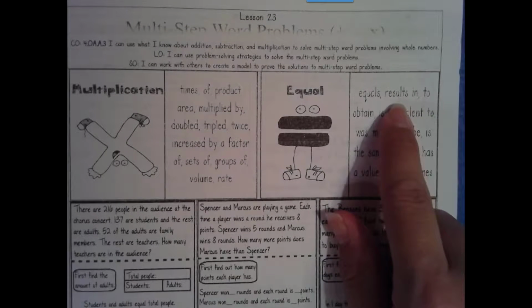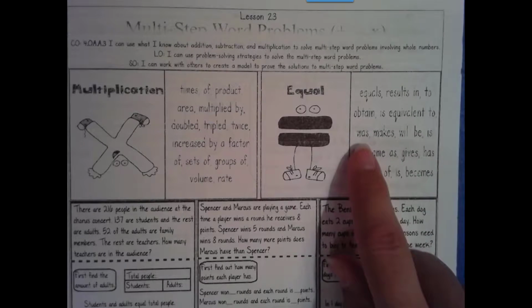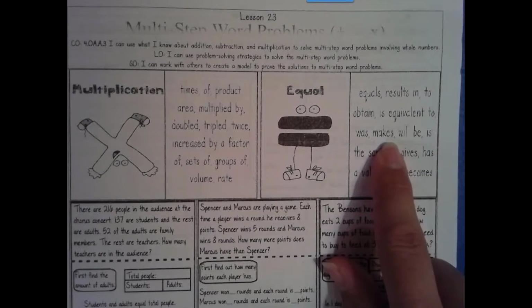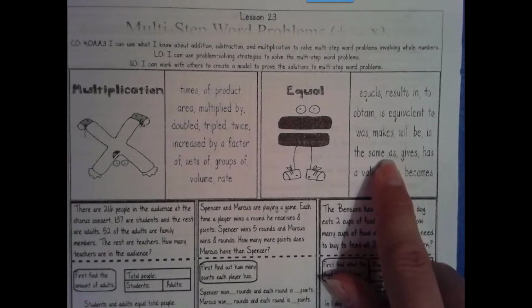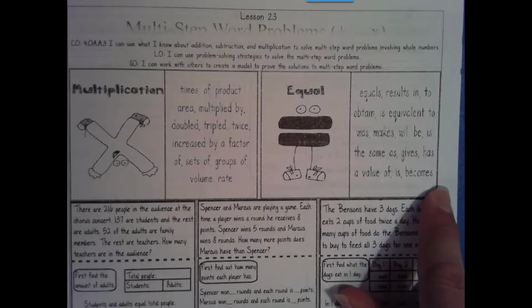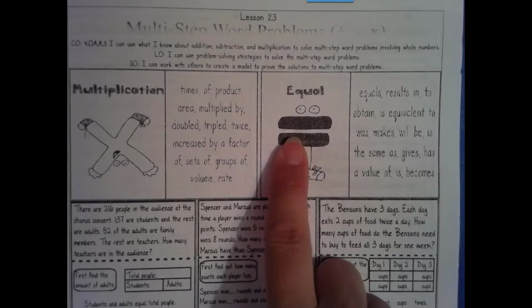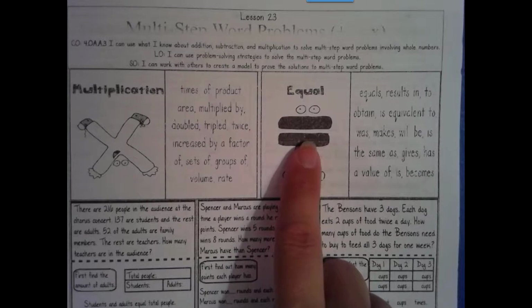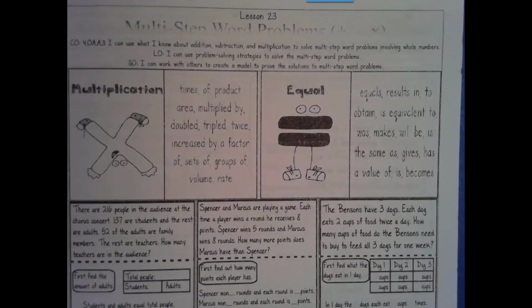Here equals, results in, to obtain, is equivalent to, was, makes, will be, is the same as, gives, has a value of, is, becomes. Those are other ways of saying equals. It is, it has, it will be, equal amounts.